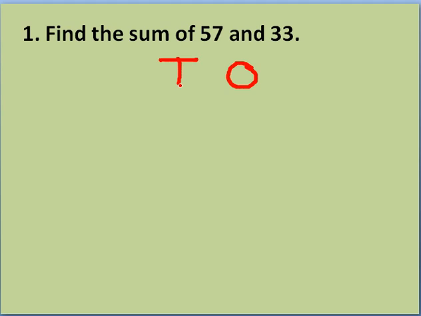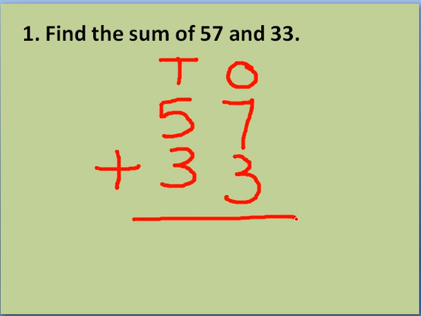Now I will write the number 57. 7 is at ones place and 5 is at tens place. So here also I will write it like that. 7 at ones place and 5 at tens place. And 33. And what we have to do? We have to sum it. We have to add it. So I'll put the symbol of addition. This is a symbol of addition. 33. 3 is at ones place and 3 is at tens place also. So here 3 at ones place and 3 at tens place.